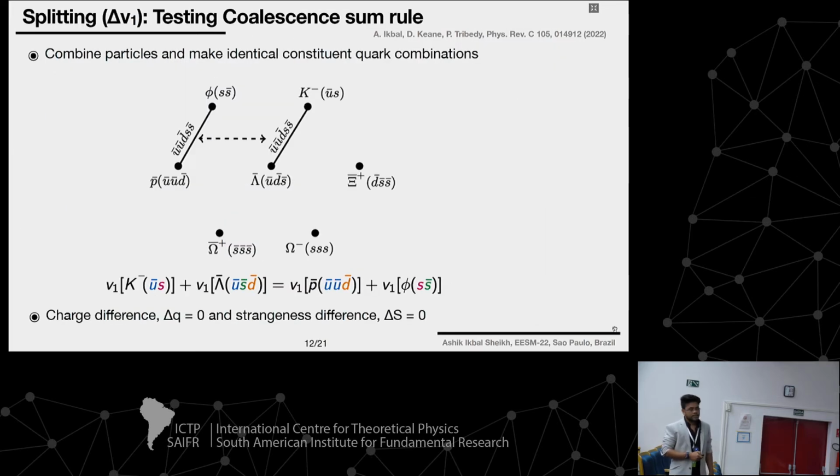We have tested this coalescence sum rule first with the identical quark combination. How do we get the identical quark combination here? Look at this cartoon here. If we combine anti-kaon with anti-lambda, we have 2 U bar, 1 D bar, 1 S, and 1 S bar quarks. On the other hand, if we combine antiproton with phi meson, then we also have the same identical quark content. So in experiment, we can measure the left-hand side of this equation and the right-hand side of this equation and see whether they are the same or not. If they are the same, then we would say the coalescence sum rule holds in experimental measurements. But in this case, we have charge difference 0, strangeness difference 0 between left-hand side and right-hand side.